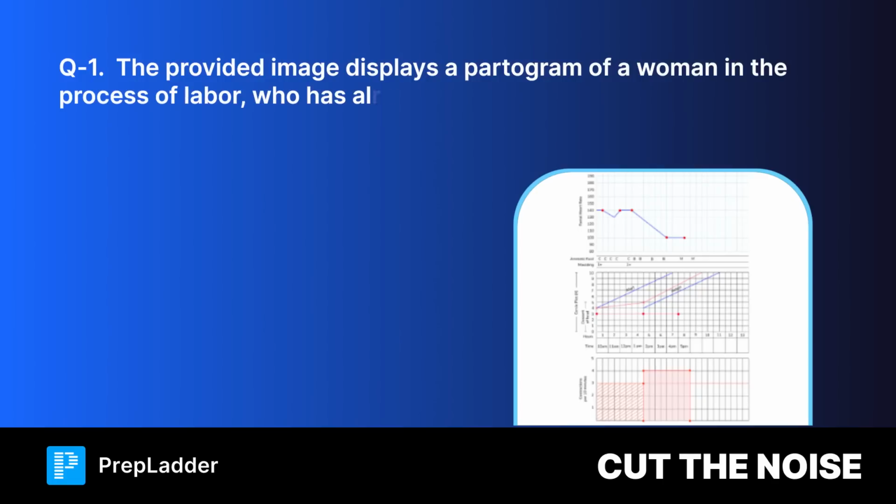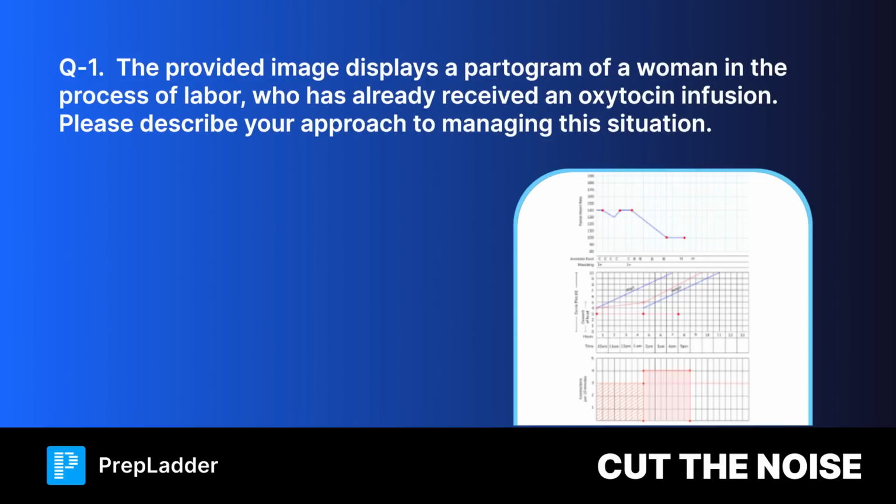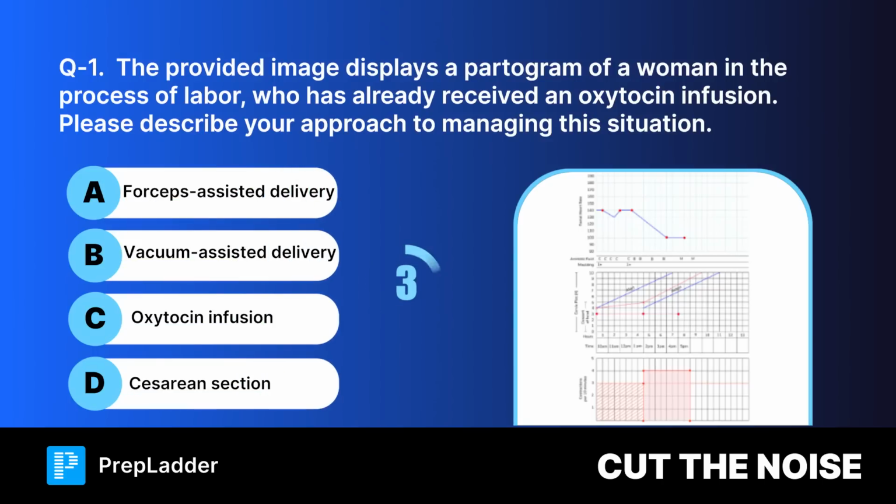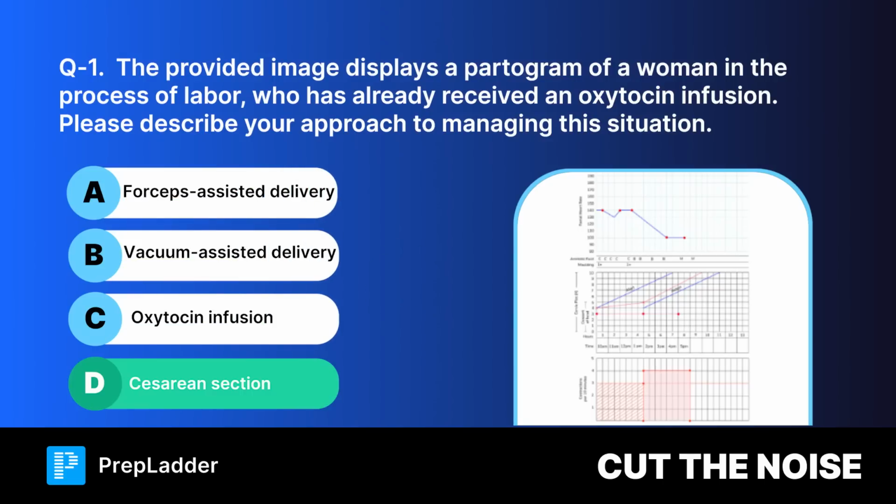Question 1. The provided image displays a partogram of a woman in the process of labor, who has already received an oxytocin infusion. Please describe your approach to managing this situation. Your options are, and the correct answer is cesarean section.